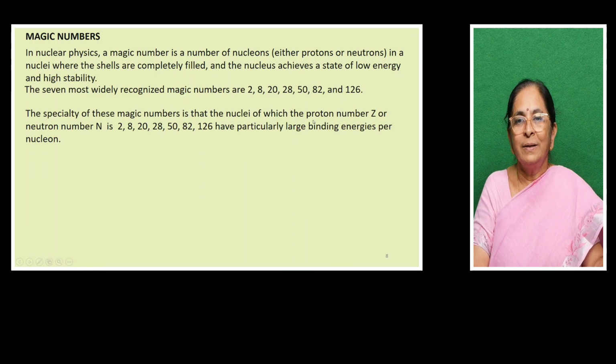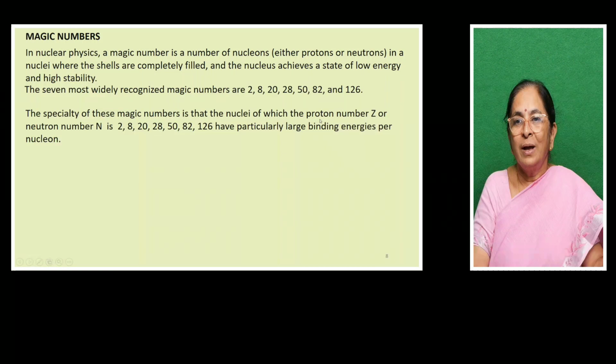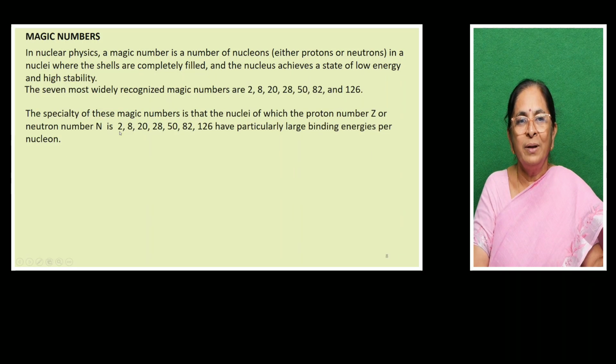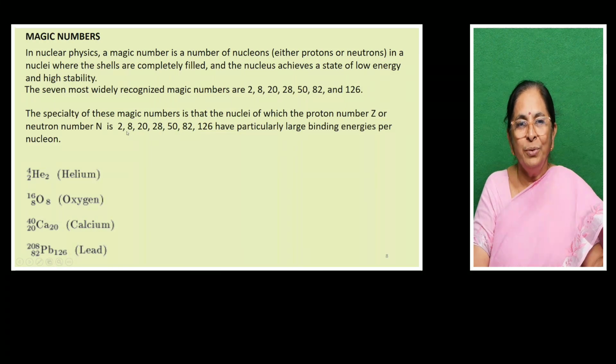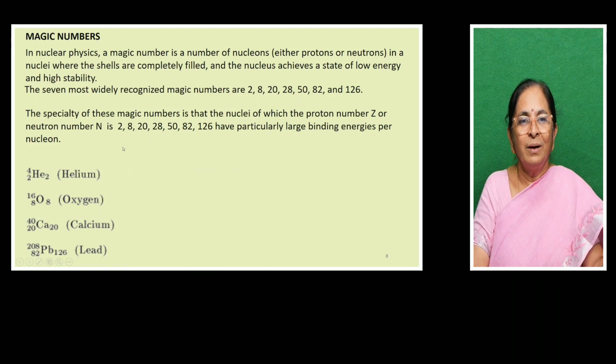If Z represents the number of protons and N represents the number of neutrons, and either the proton or neutron number is any one among these 7 numbers, they will have large binding energies per nucleon. So those nuclei will be highly stable. Some examples are given here. You can see helium. Here proton number is 2 and neutron number is 2. So both the proton number and neutron number are 2, which is one of the magic numbers.